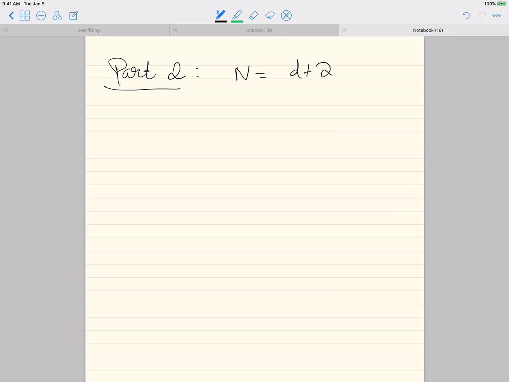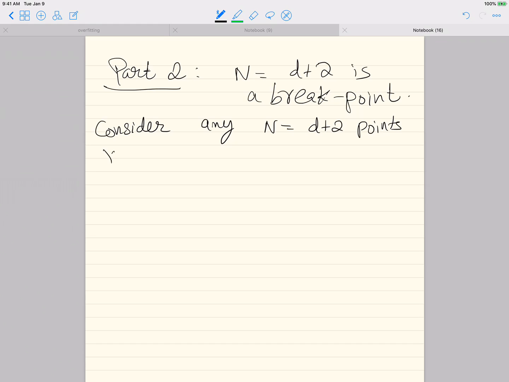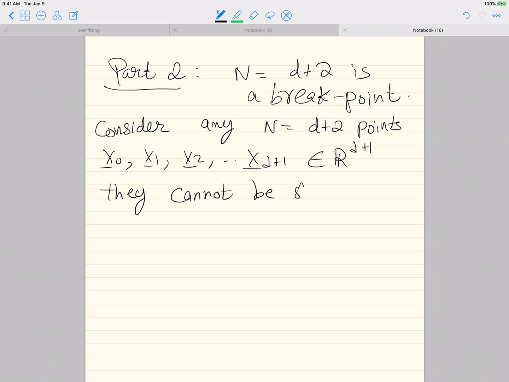We want to show that n equals d plus 2 is a breakpoint. So we want to show that, consider any, so you are allowed to select them in any way, any n equals d plus 2 points, x0, x1, x2 up to xd plus 1. And these are elements in R^(d+1). We want to show that they cannot be shattered by H. No matter how you select them, there will be some sequence of labels that we cannot achieve with a linear classifier.